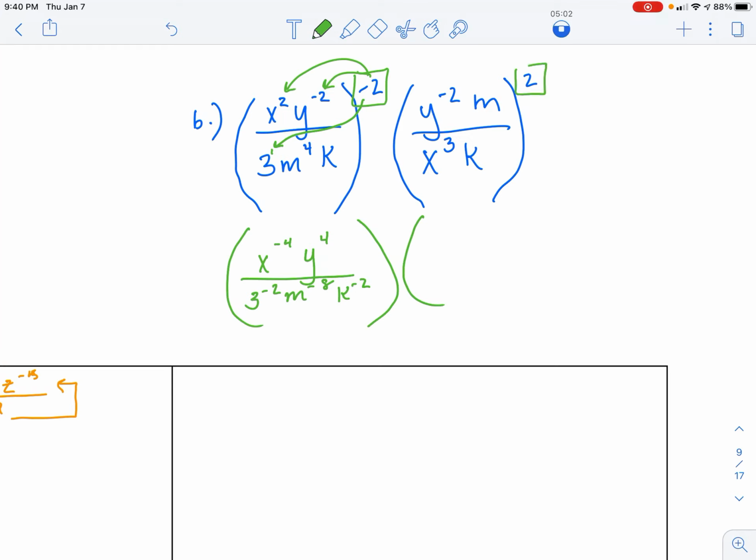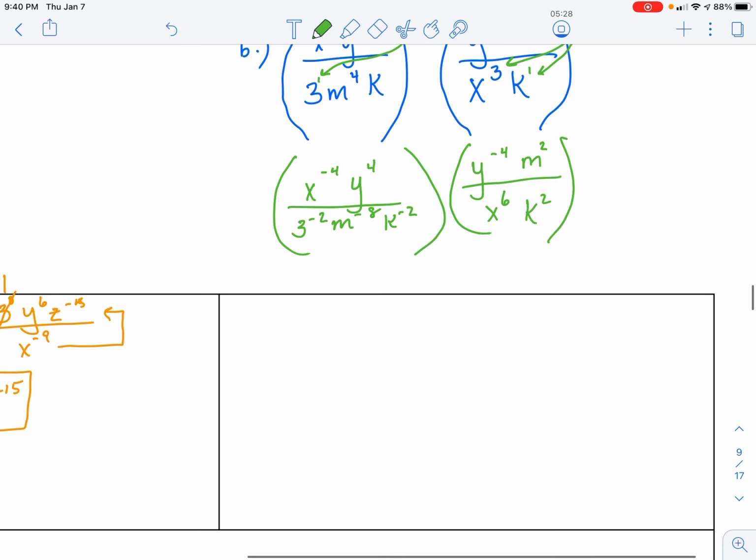We're going to do the same thing over here. We're going to take this positive 2 exponent and multiply it with every exponent on the inside. You might have to put a 1 there with our m so you know what you're multiplying. So we have y to the negative 4th power, m to the 2nd power. And we multiply it with exponents in the denominator as well. So we have x to the 6th power times k to the 2nd power. Okay, so that's multiplying all of that.